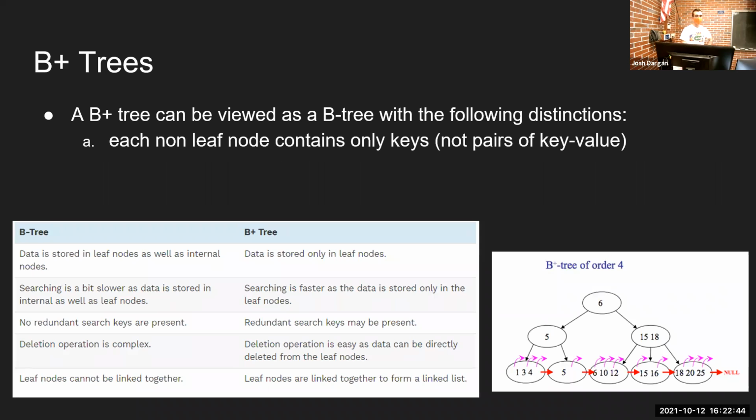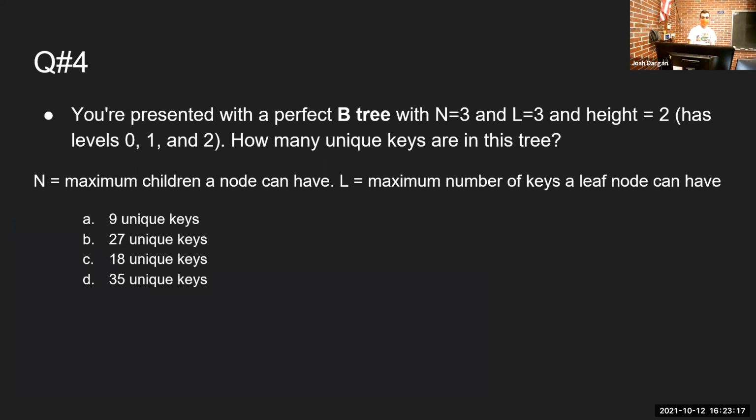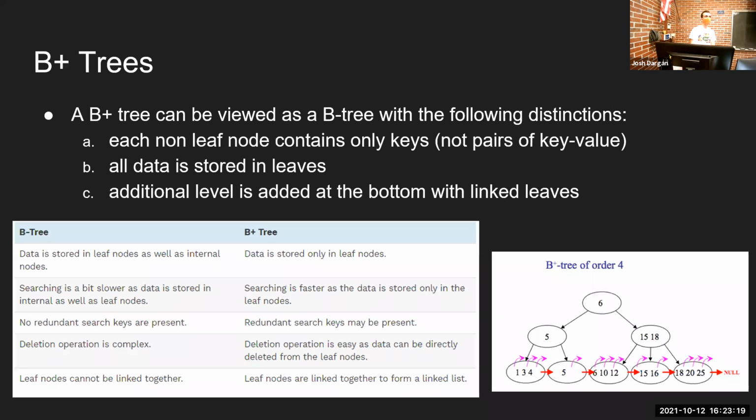A B plus tree is similar to a B tree, except each non-leaf node contains only keys. So there aren't any key value pairs. And all of the data is stored in the leaves. So if any of the data appears in the non-leaf nodes, then that data is also repeated in the leaves of the tree. And the bottom layer, the leaves, are linked together, sort of like a linked list. And yeah, any questions before we go on to the poll question?